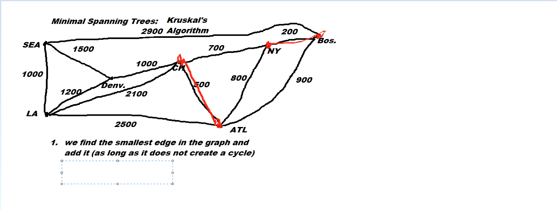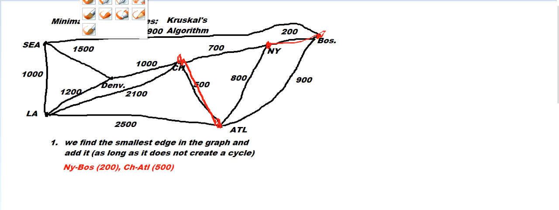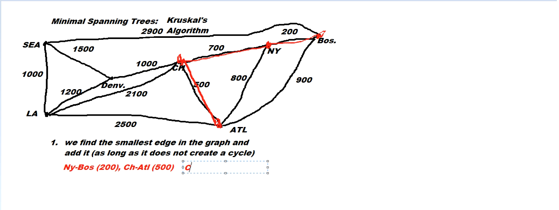Let's see, what else can we add? The next smallest up would be 700 from Chicago to New York. It's the next smallest, so we add that. So Chicago to New York, 700. How about the next smallest?